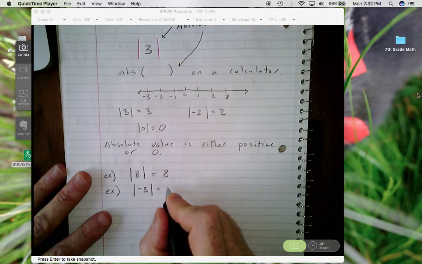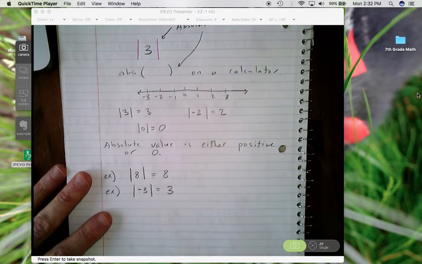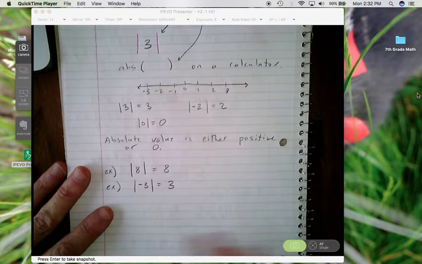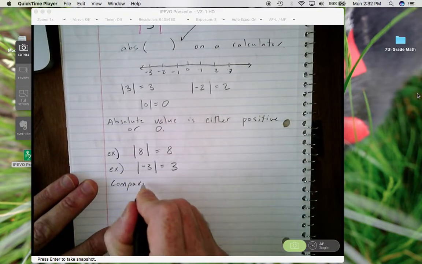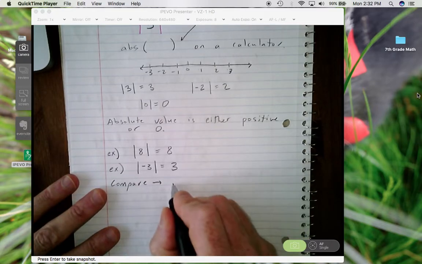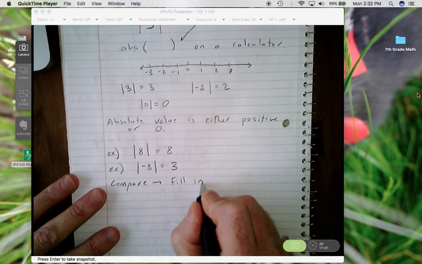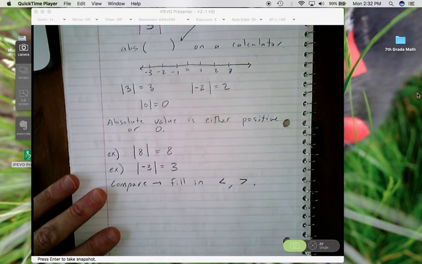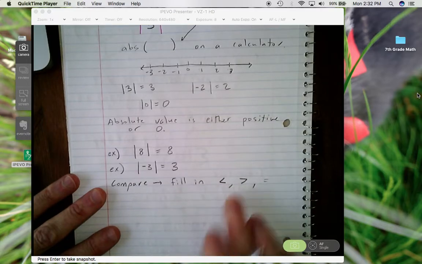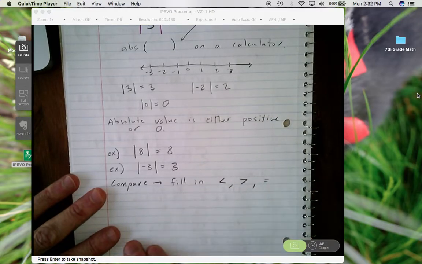Well, again, that's going to be just 3, because negative 3 is 3 places away from 0 on the number line. So you'll have to compare some things. And what that means is you want to fill in either less than, greater than, or equal to. It's usually going to be less than or greater than, and not equal to.